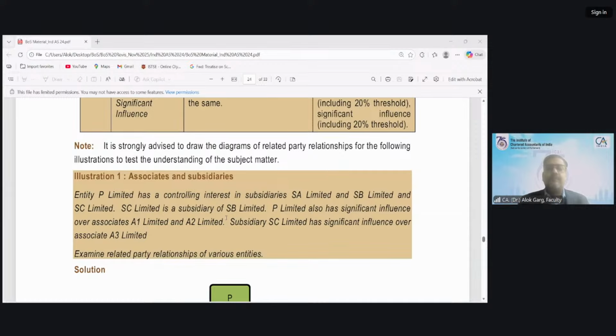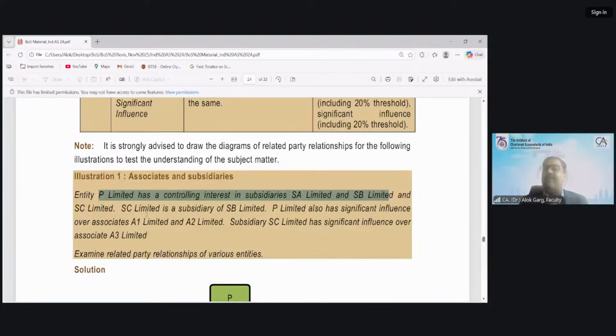Entity P Limited has a controlling interest in subsidiaries SA, SB and SC Limited. So entity P is a parent and it has subsidiaries SA, SB and SC Limited. So entity P has how many subsidiaries? Three. So P, SA, SB, SC, all these four entities will form a group. Parent, subsidiary, right? Form a group.